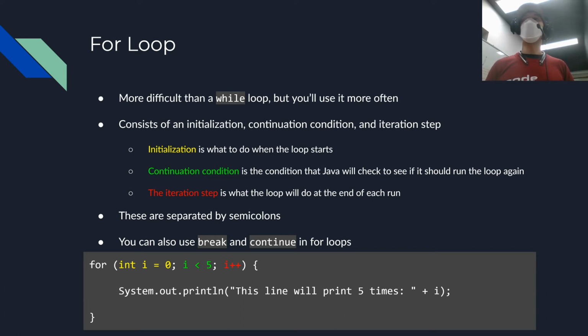So in the first iteration, what is I equal to? 0, correct. So what will it print? Correct. What's going to happen next? Yep. So I++ happens. I gets increased from 0 to 1. I is still less than 5, so it continues. And it'll run again with I as 1.